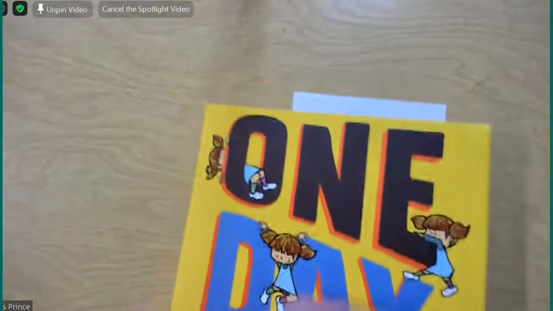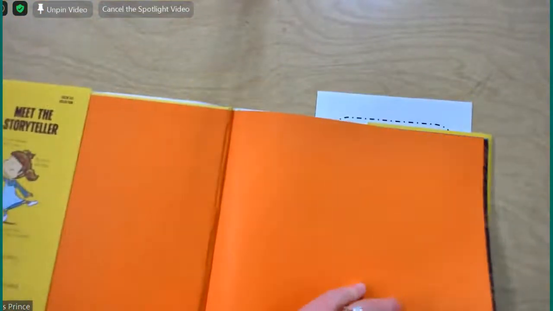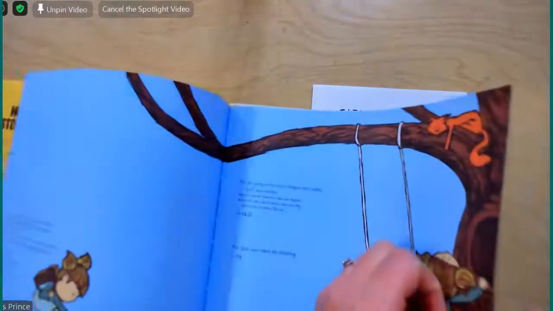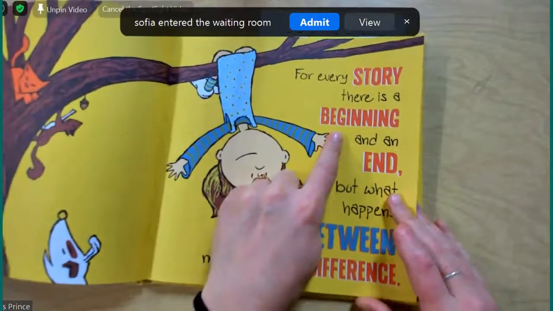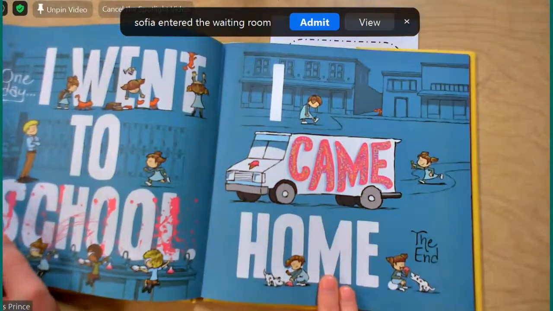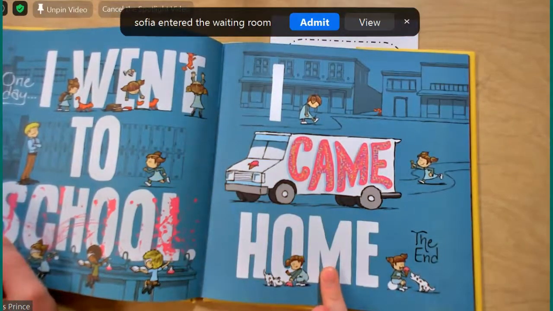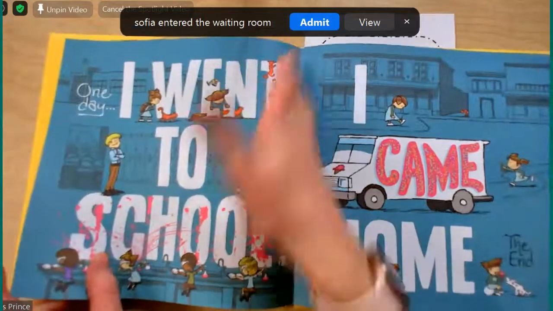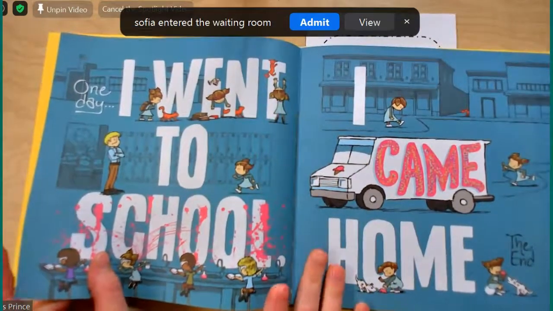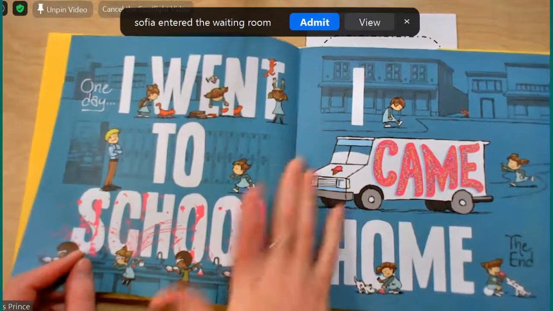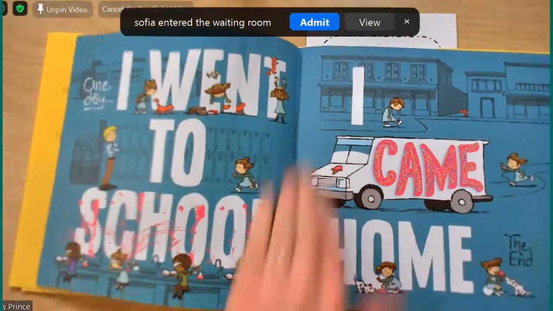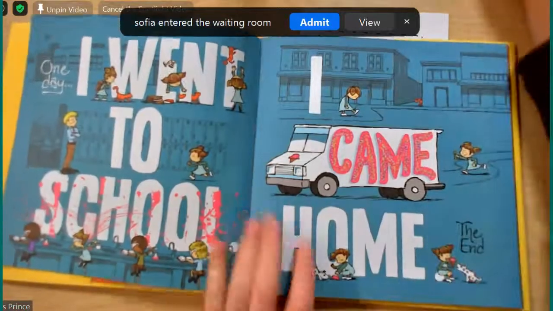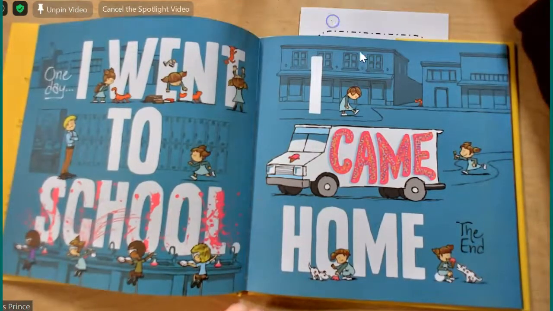Now, we have a beginning. Let's go back to that page where it talked about beginning. We have a beginning, and we have an end. I came home. The end. But we don't know what happened right in the middle here, do we? He went to school, and then what happened? I don't know. And then he says, I came home. So this is that part, boys and girls, that we need to make sure that we include in our writing. So let's go to the next one and see what the next one says.